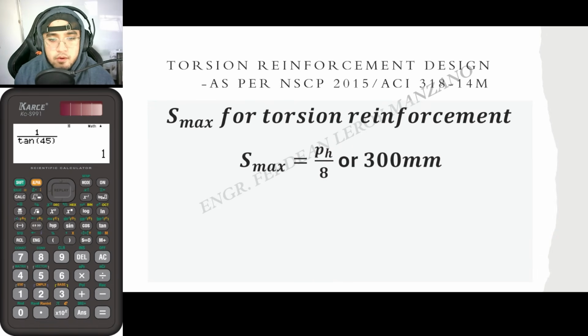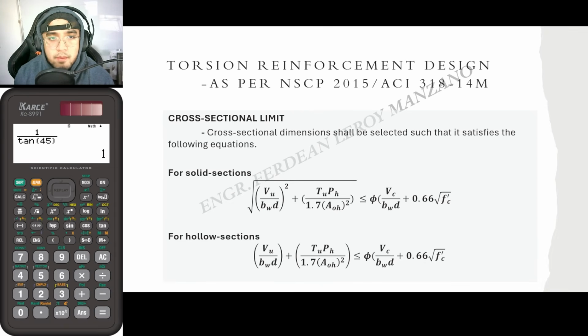Okay. So we would be having another limit here, which is the cross-sectional limit. So this is our basis if, let's say, your cross-sectional dimensions are enough. Okay, so for solid sections, you must satisfy this equation here. So we have here the shear, we have here TU, we have here VC, BWD, 0.626 square root of F prime C, and the like. Okay, so you must, of course, satisfy this equation in order for you to know if the section that you are analyzing is enough for torsion.